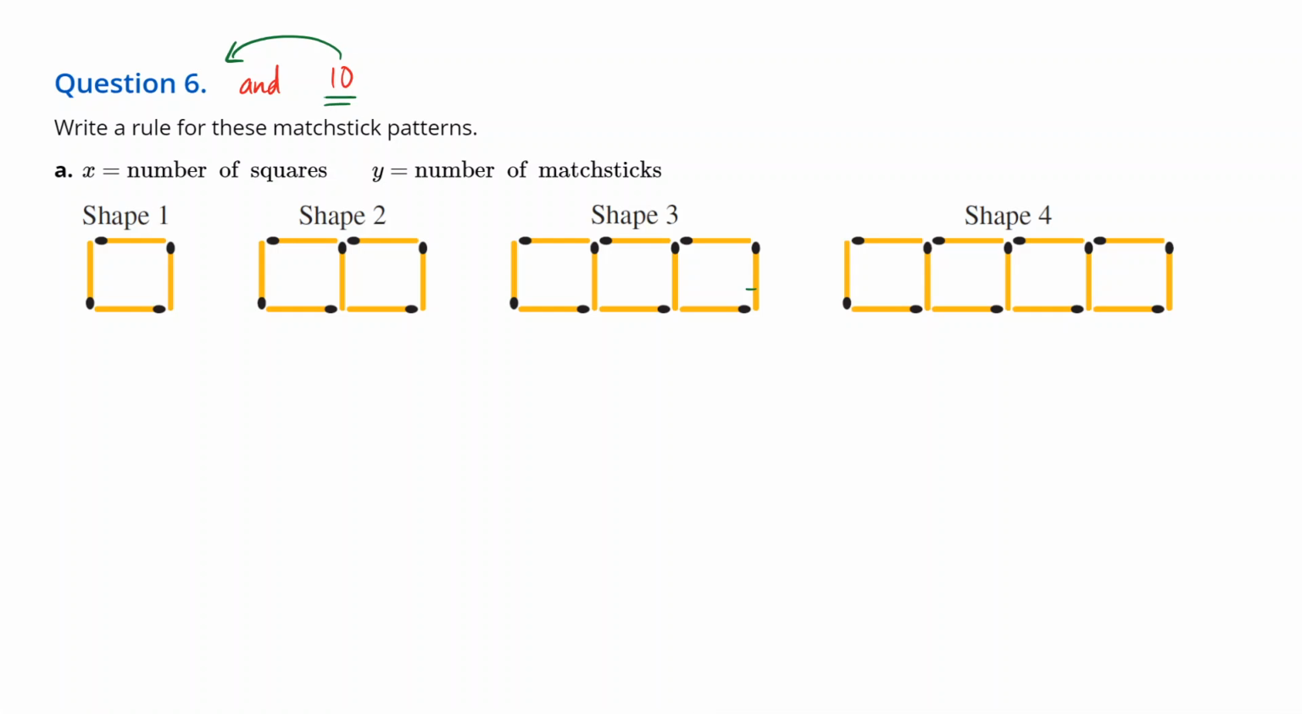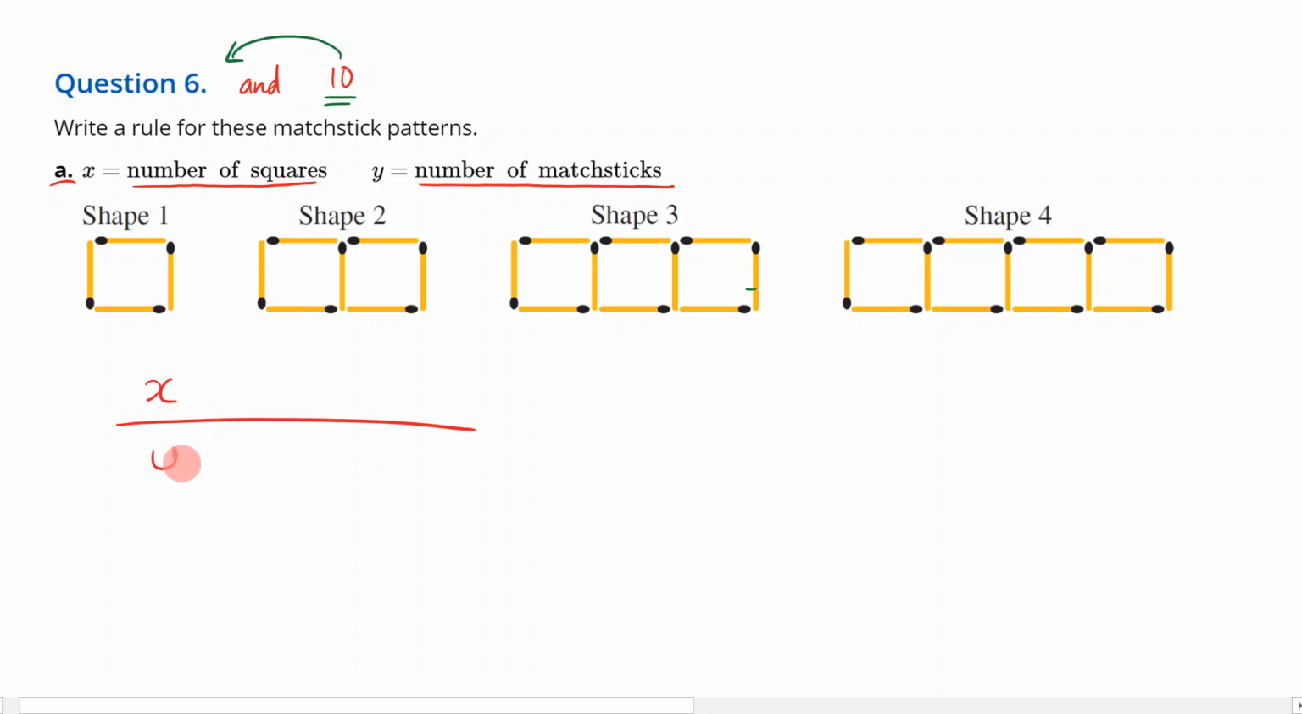We're going to begin by talking about question 6a, which says write a rule for these matchstick patterns. X is equal to the number of squares and Y is equal to the number of matchsticks. We're going to begin by creating a table of values. So we've got X and we have Y. Let's draw it up like that.